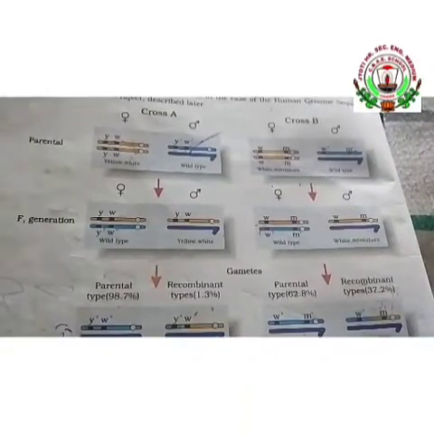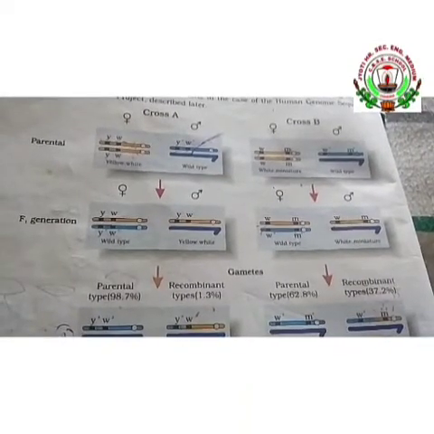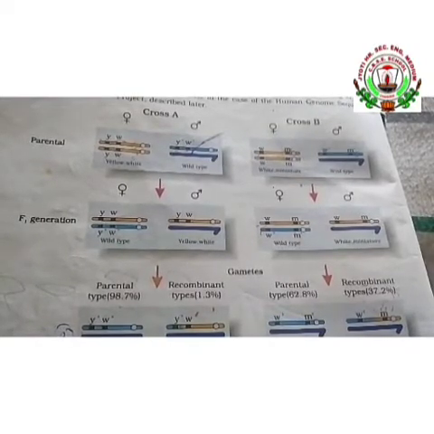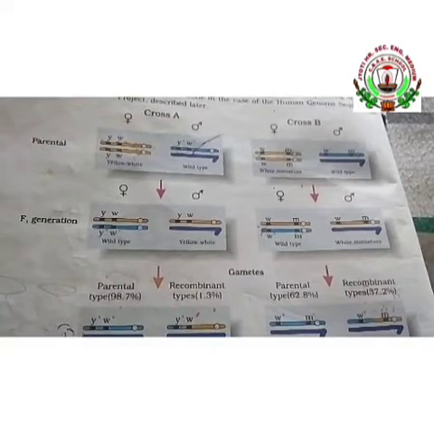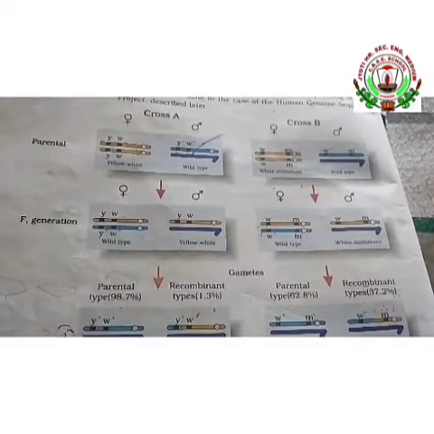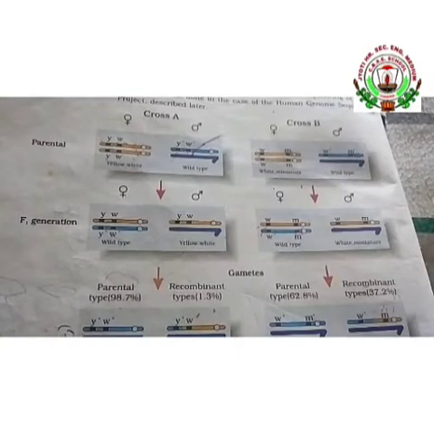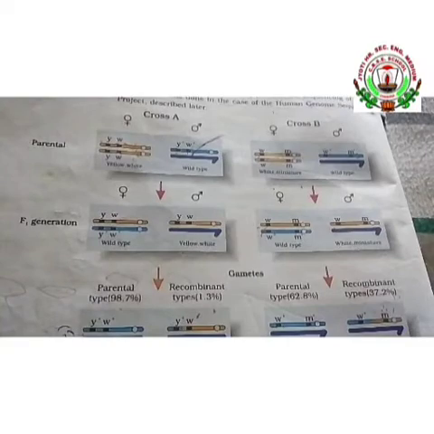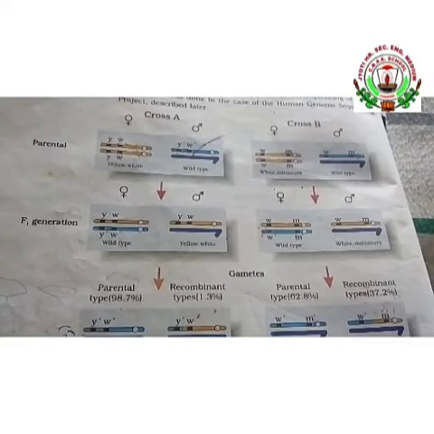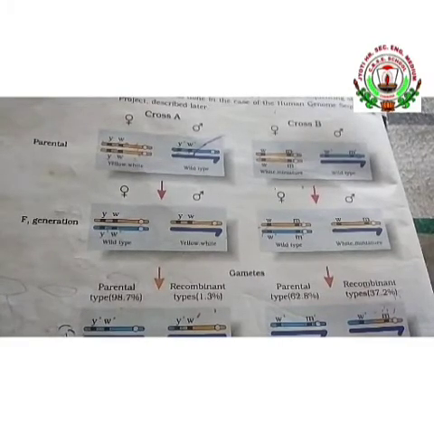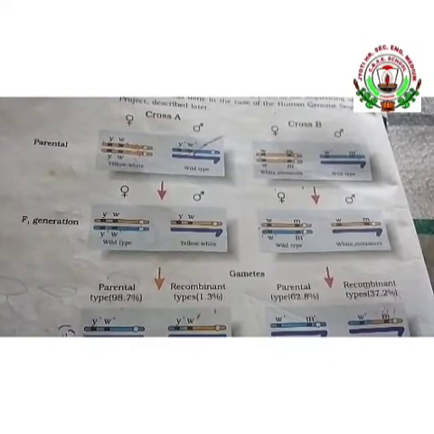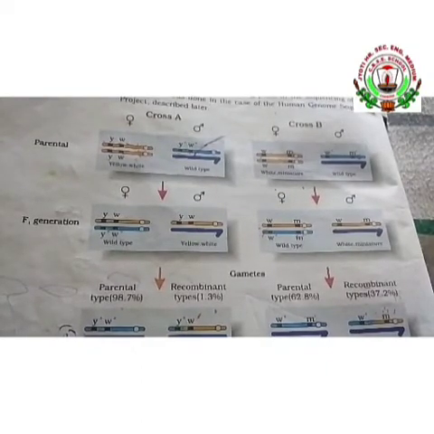In the previous video I explained linkage and crossing over, or recombination. Linkage is the phenomenon where the tendency of two genes which are located near to each other to get inherited together. If the distance between two genes is more, then the chance of crossing over will be more, and recombination will also be more.